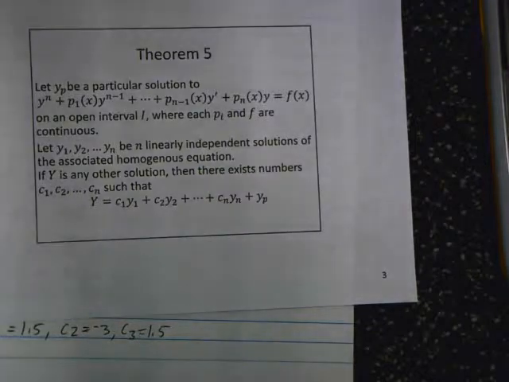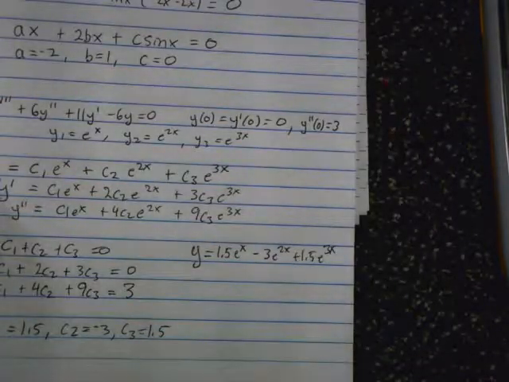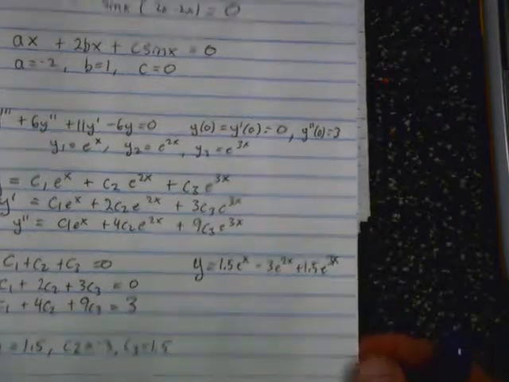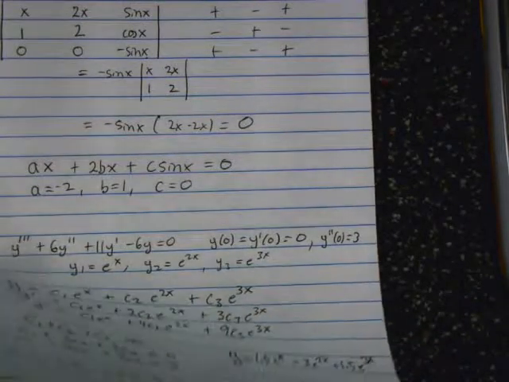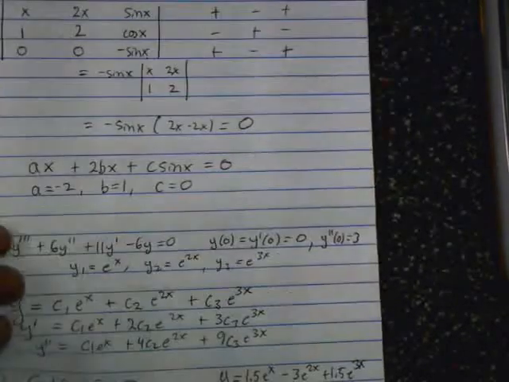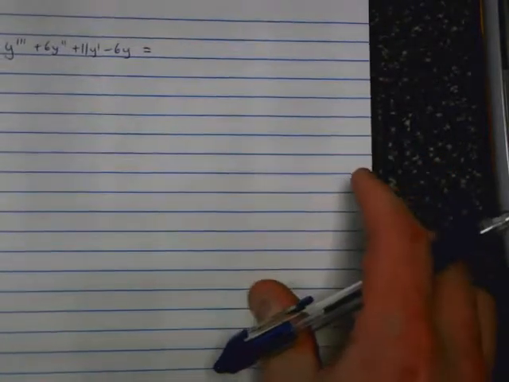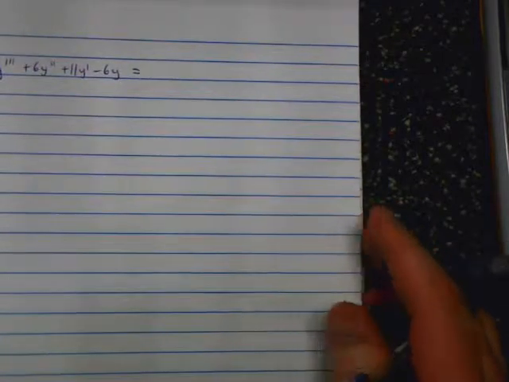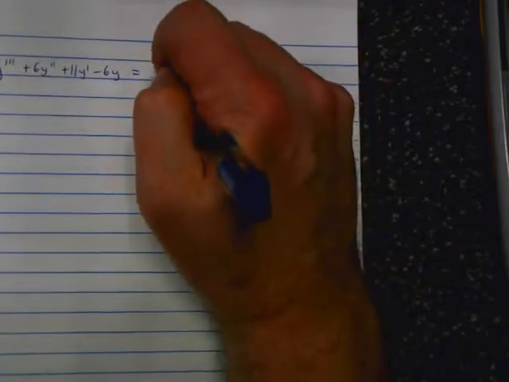All right, so what does that look like in practice? Well, let's take this exact same equation we just had a minute ago. Y triple prime plus 6y double prime plus 11y prime minus 6y equals, instead of 0, I'm going to make it equals 12.